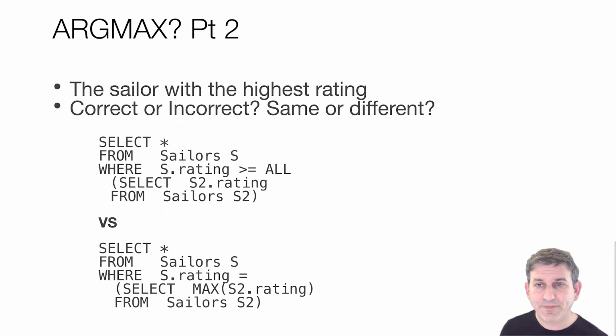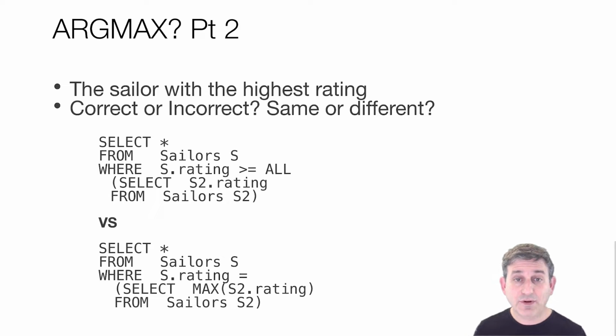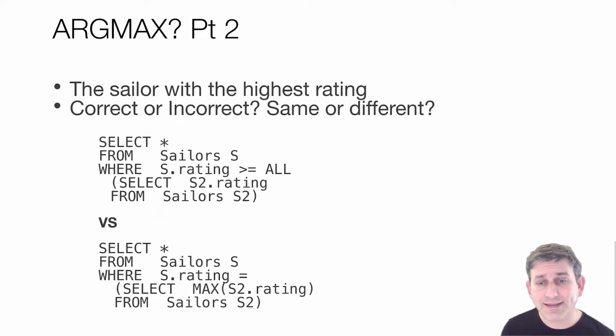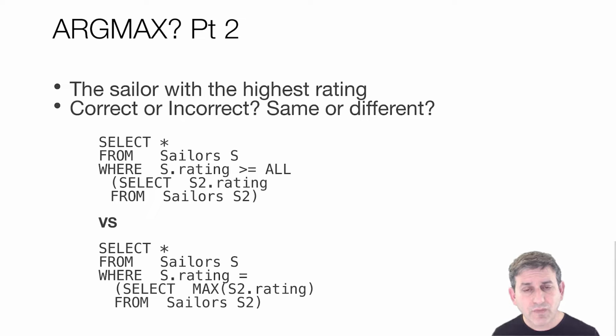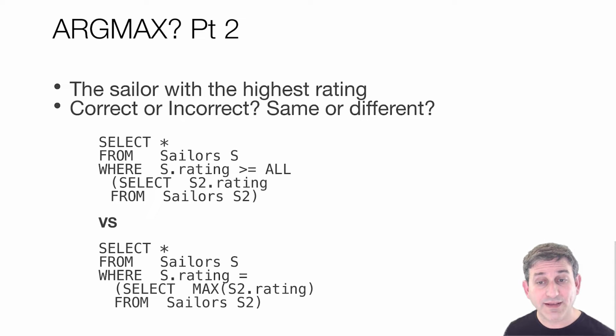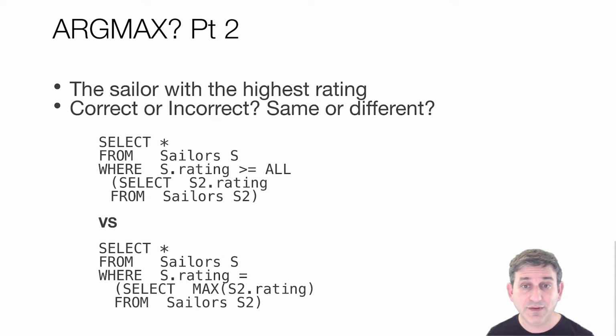So let's try again. Now we're going to look at these queries, and we're going to see if they're correct or incorrect. And if they are correct, let's try to figure out if they give the same answer. First query has a subquery in it. So we're going to take all the columns out of the sailors table where the rating is greater than or equal to all of a subquery that finds the ratings of sailors. This is indeed the argmax. This is going to give us every sailor tuple whose rating is greater than or equal to all of the ratings that are seen in the sailors table. So that first query is a legal argmax query.